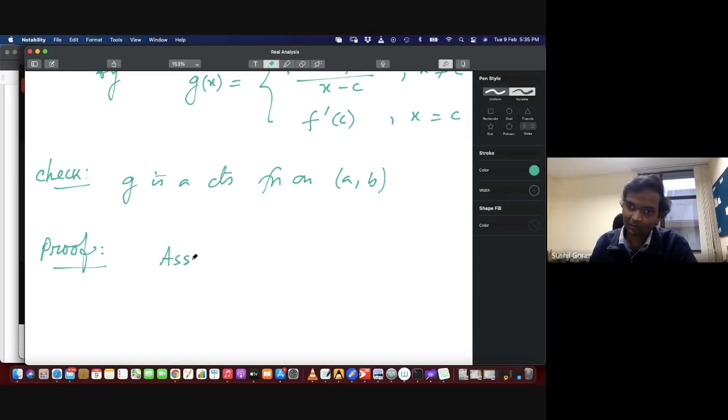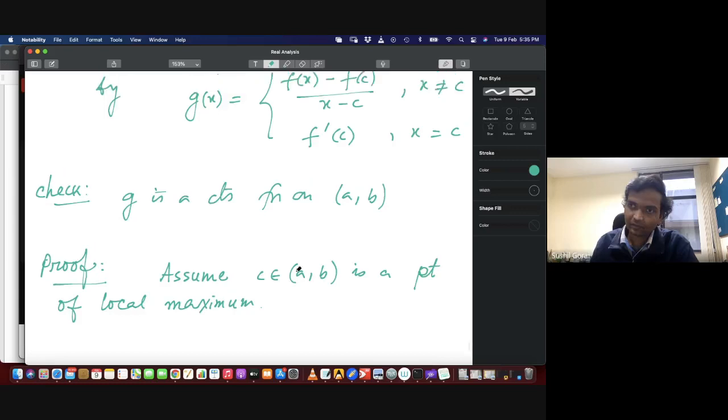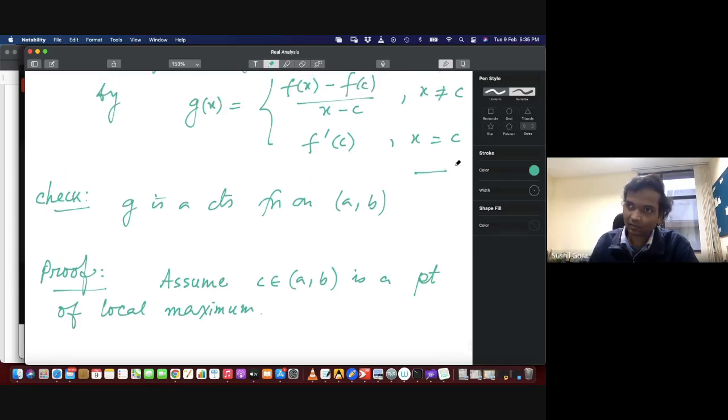Assume C belongs to AB is a point of local max. All right, local maximum or local maxima, whatever you say, no problem. So call this one.